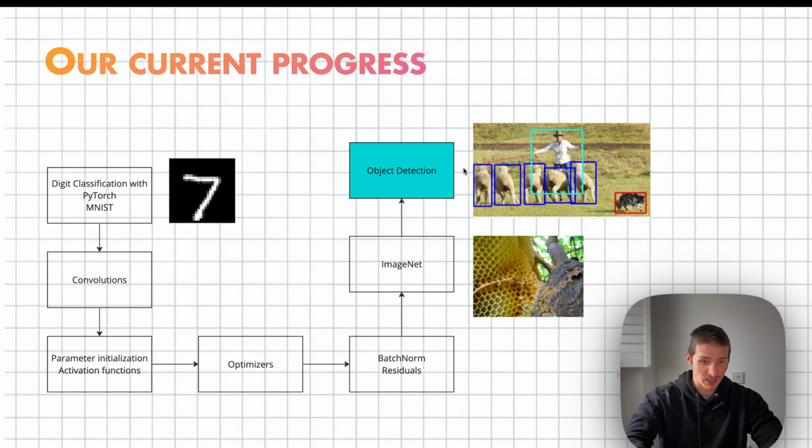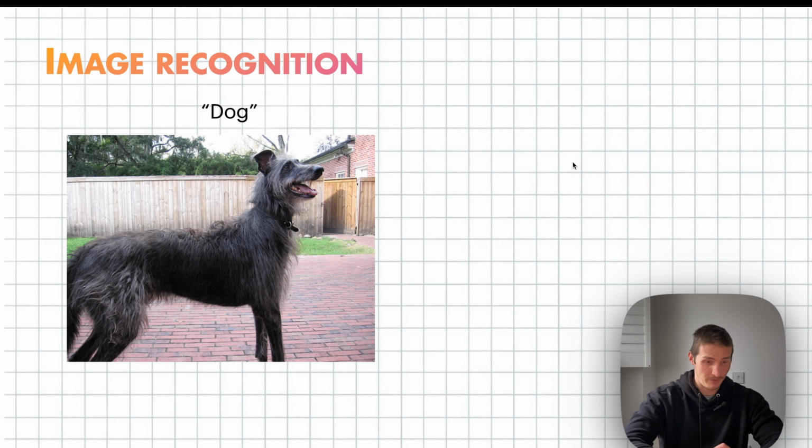That is, apart from saying what object there is, also say where it is, so to paint the actual bounding box. In addition, now we want to see what will happen if there can be many objects on an image, and so how do we deal with that? In image recognition, we had an image of, say, a dog, and the network outputs that it's a dog.